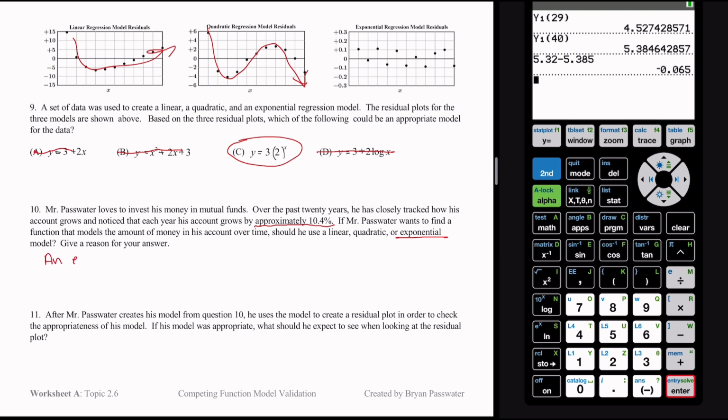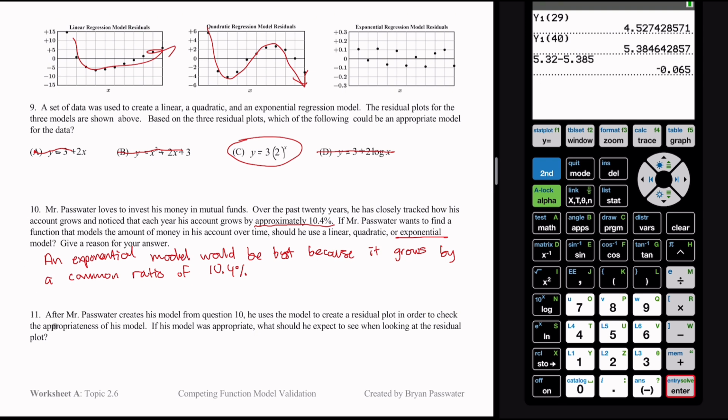So an exponential model would be best because it grows by a common ratio of 10.4%. You can just write 10.4 if you're writing percent, but if you're writing what you're actually multiplying it by, it would probably be 0.104, since you would move the decimal point when you convert a percentage.